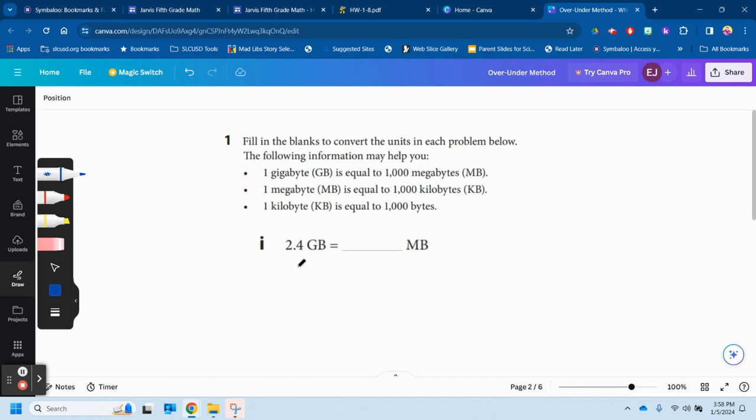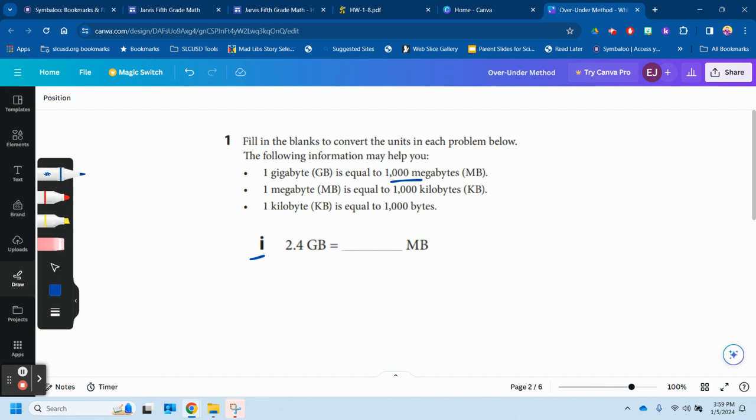So now we're into the gigabytes. I skipped down to I, and we're looking at 2.4 gigabytes. And here's where thinking about this as moving the decimal place to the right helps us. Because you have 2.4 gigabytes, and 1 gigabyte is 1,000 megabytes. If I didn't have this decimal, if it was 24 gigabytes, I would simply add 3 zeros, 1, 2, 3. But it's not. It's 2.4.